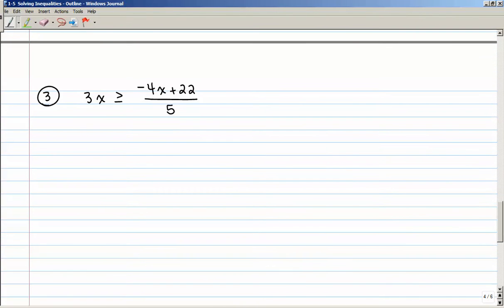Here's another example. 3x is greater than or equal to negative 4x plus 22 divided by 5. To solve this, I'm going to start by multiplying both sides by 5. Okay. Notice I multiplied by a positive number, so no flipping. So 15x is still greater than or equal to, those guys will cancel out. Negative 4x plus 22. Adding 4x to both sides.